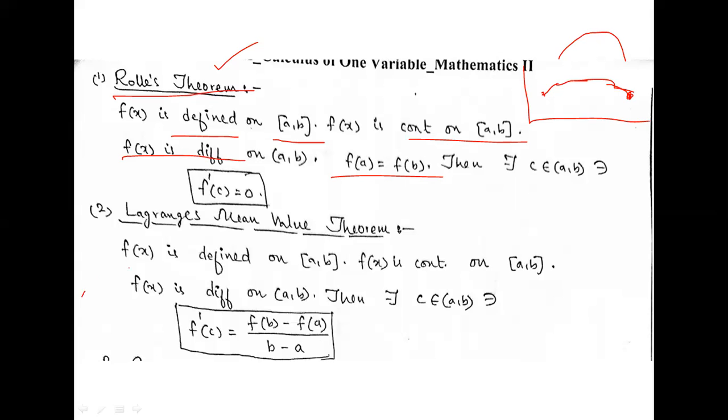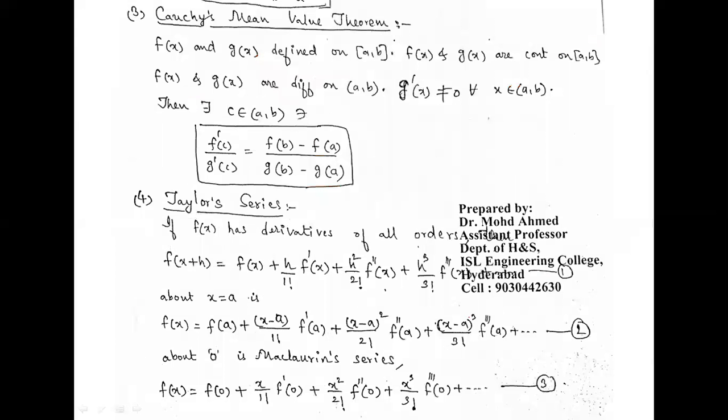Then Lagrange's theorem: f of x is differentiable on the closed interval a comma b. Then f dash of x is continuous on the closed interval a comma b. Then f of x is differentiable on the open interval a comma b. Then, therefore, c belongs to the open interval a comma b. Then f dash of c is equal to f of b minus f of a by b minus a.